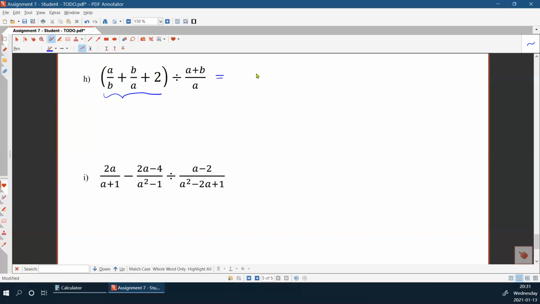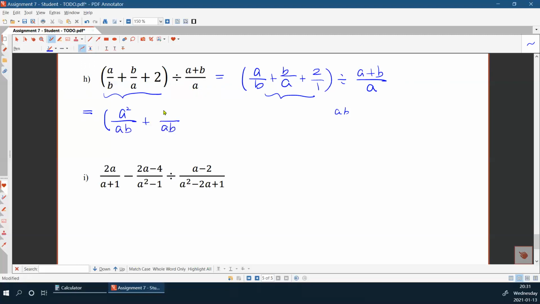According to the order of arithmetic operations, let's try to find the terms in the brackets first, okay? Apparently, this can be rewritten as these 3 terms divided by something, we just keep it there. The least common denominator is AB, right? So we can rewrite these terms as A squared over AB plus B squared over AB plus 2AB over AB. Okay, divided by something is times the reciprocal of this term.